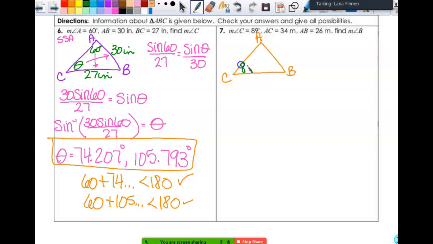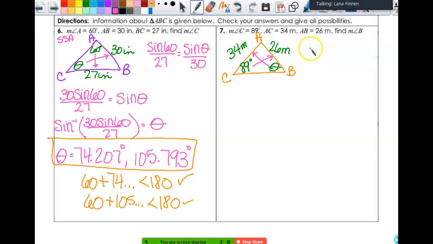Angle C is 89 degrees. The length of AC is 34 meters. The length of AB is 26 meters, and we're looking for angle B. So 89 goes with 26. Theta goes with 34. Also, when they look a little bit more equilateral, it's way easier to tell which angle goes with which side. The weird obtuse ones are the ones that can be confusing.